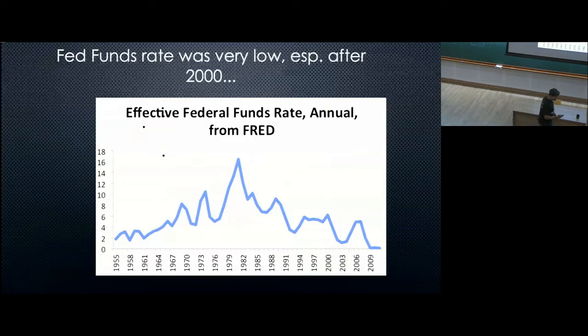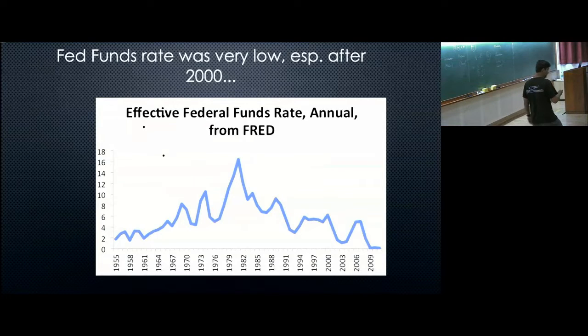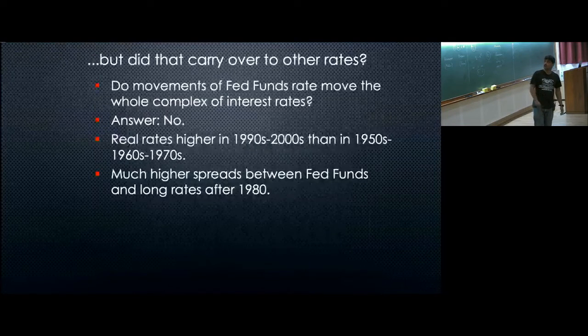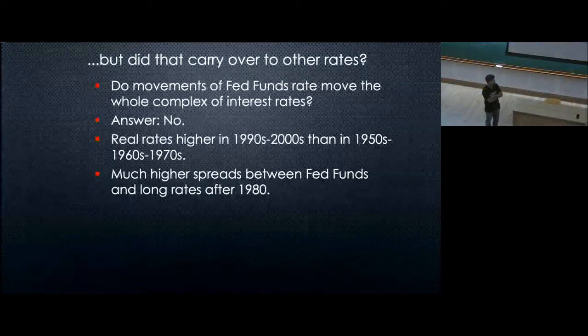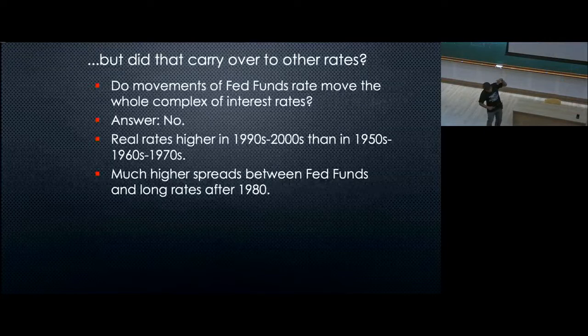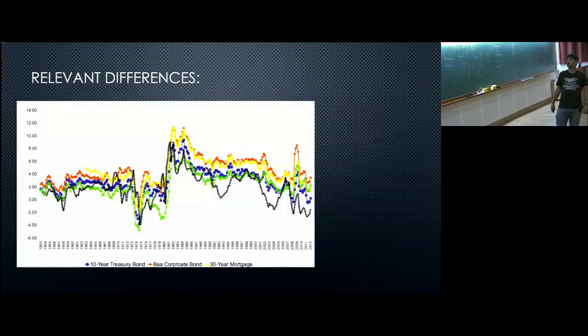So the question is, all right, we've seen that the interest rate we're interested in, the federal funds rate, actually declined. What has happened to economically relevant rates? Did it carry over? The answer is actually no. Real rates are higher in the 90s and 2000s than often in the 50s and much of the 60s and 70s, even though the short rate is very low, and there are much higher spreads between the Fed funds rate and long rates after 1980.